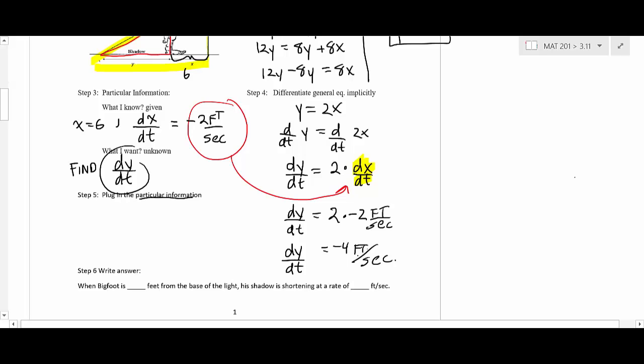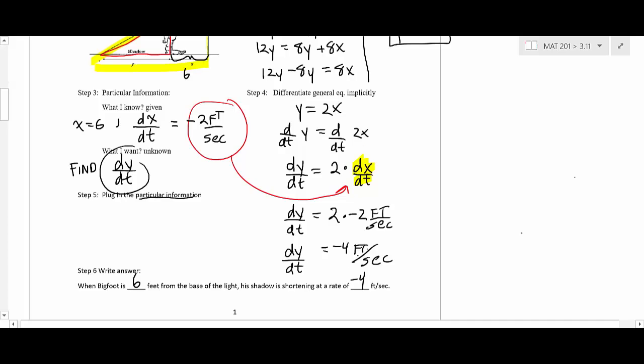So then what this says is you want to write the answer a certain way. Now here's where the 6 comes into play. You say when Bigfoot is 6 feet from the base of the light, because see that rate changes. That's the rate at that particular point in time. So that rate is negative 4 feet per second. And it's negative because it's decreasing. That's the reason for that.